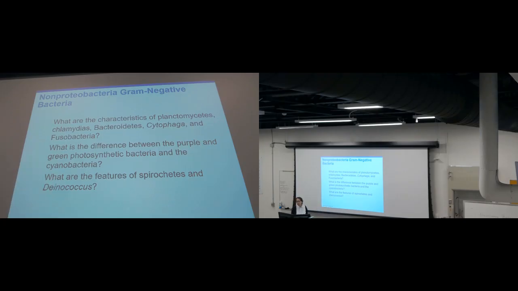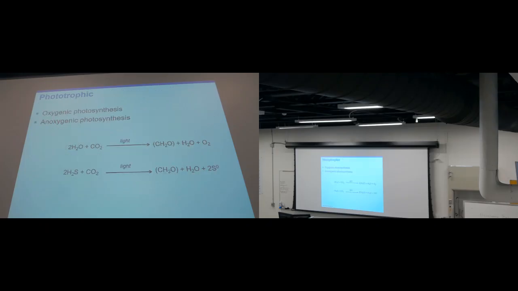So now we're going to see characteristics of gram-negative bacteria that are not classified as proteobacteria. So we're going to see Bacteroidetes, Cytophaga, Fusobacteria, and some bacteria that are environmental, like green sulfur, green non-sulfur, purple non-sulfur. And then we're going to see as well some bacteria like spirochetes and Deinococcus.